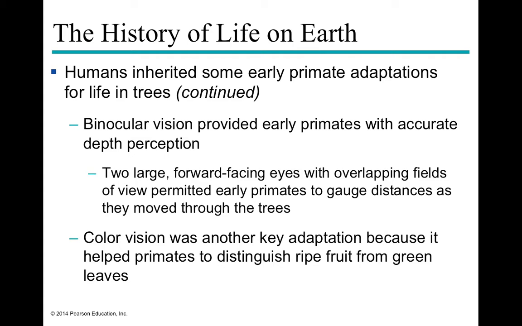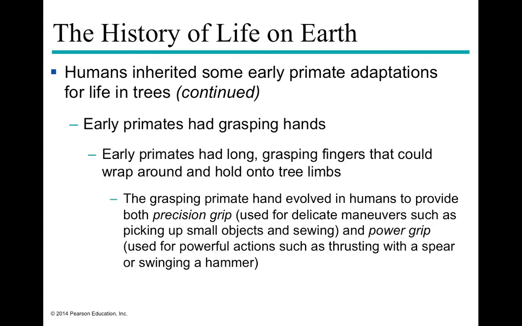This would allow you to swing from one tree to another, for example. Additionally, they had color vision, which is a huge advantage as well, because it allowed you to distinguish the ripe fruit from the green leaves, so you could actually know where you were headed to get your food source. So that allowed you to have an advantage over someone who was just randomly bumbling about, hoping to run into fruit. They also had opposable thumbs and a precision grip.